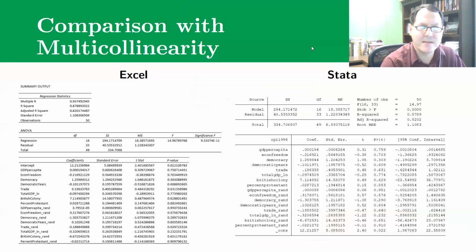But that doesn't get at this other concern of whether or not Excel continues to perform well under conditions of high multicollinearity. And so I ran another set of models, a comparison of Excel versus Stata. In this one, I basically doubled my independent variables. For each independent variable in my model, I added another independent variable that's similar. So with GDP per capita, I added a GDP per capita rand.